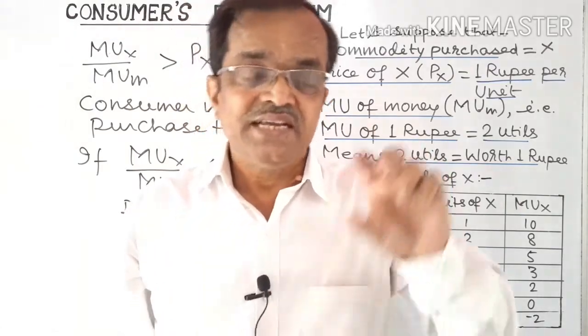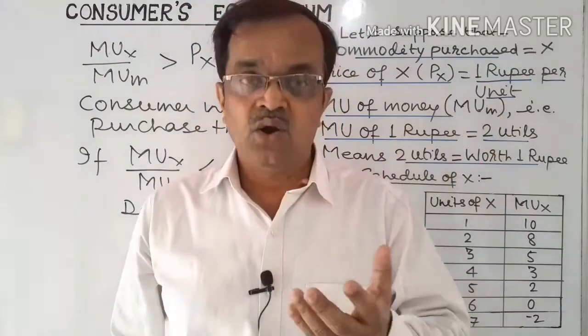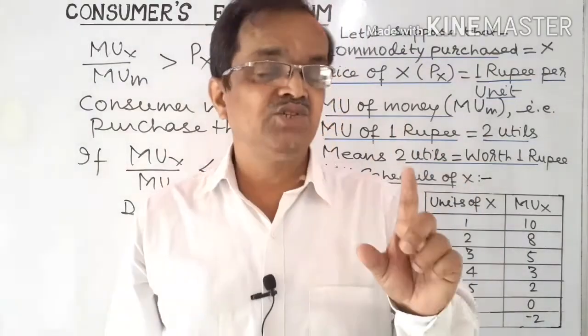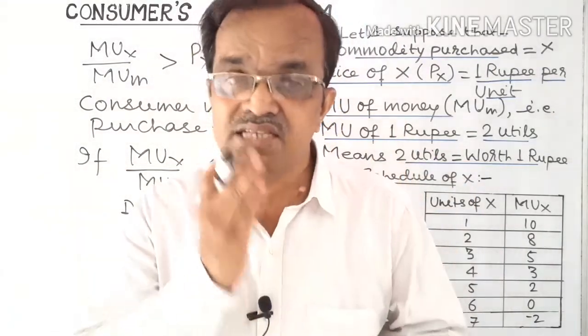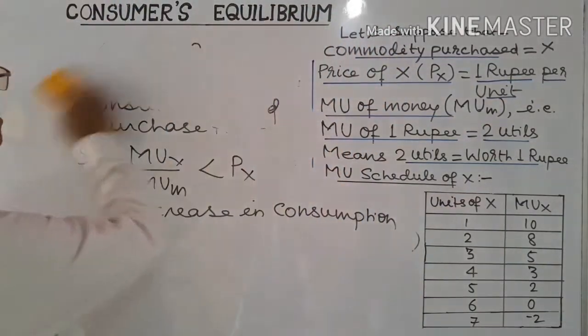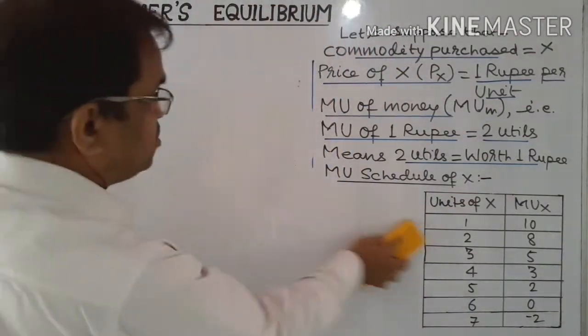And if it is at least equal to the price paid, then only the consumer would make the purchase of that unit. Let me explain with the help of the schedule that I have drawn on the board.